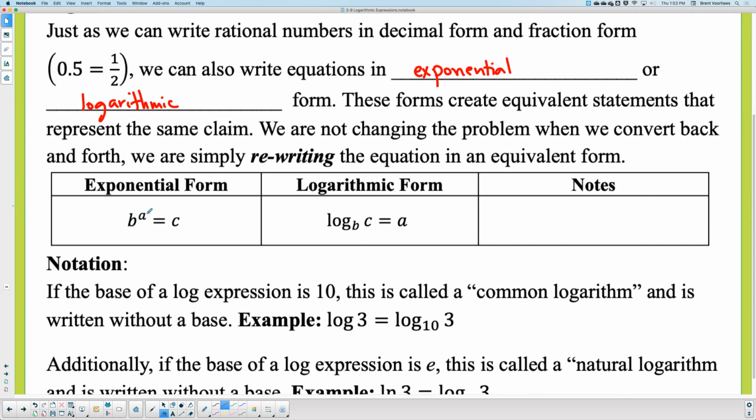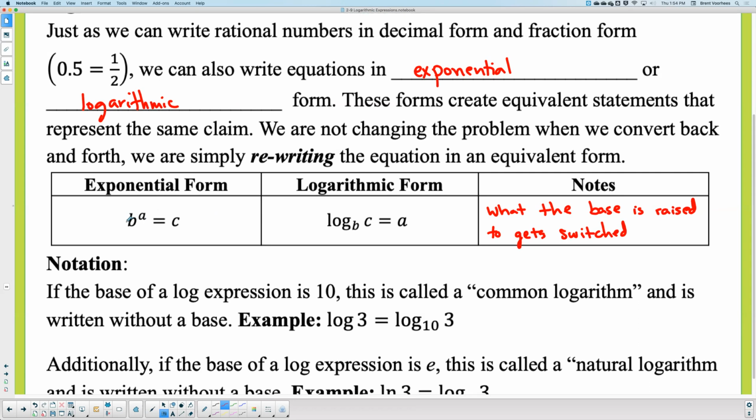So here's the example. Any base raised to some power is equal to a number, and how we convert that is you'd say the log of the base to the number equals the power. Now what happens here, I want you to note, is that whatever the base is raised to gets switched, meaning the inverse switch.